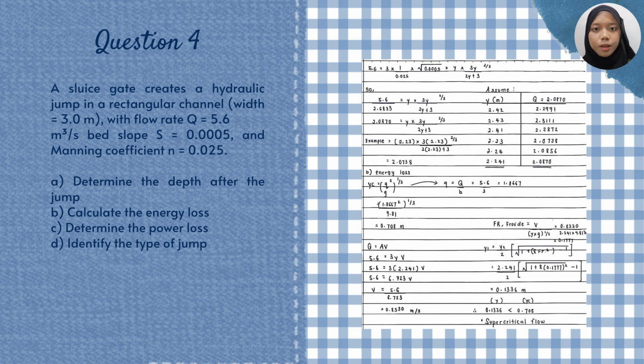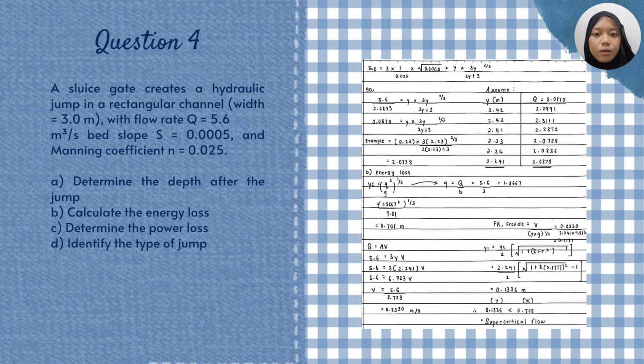So continuing from the previous part, we substitute all the known values into Manning's equation. We have 5.6 equals 3y times (3y over 2y plus 3) to the power of 2/3 times square root of 0.0003 over 0.025. This equation helps us find the depth y. Since it's a bit complex to solve directly, we use the trial and error method by assuming different values of y.